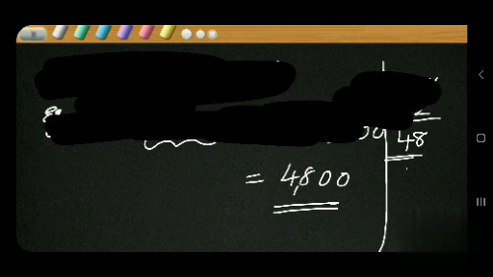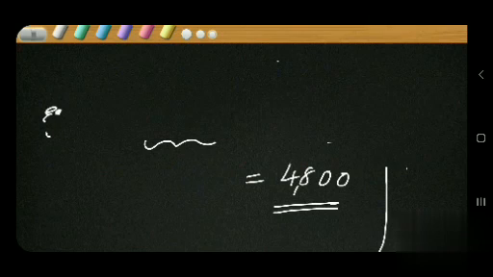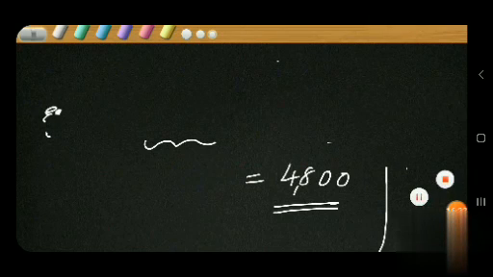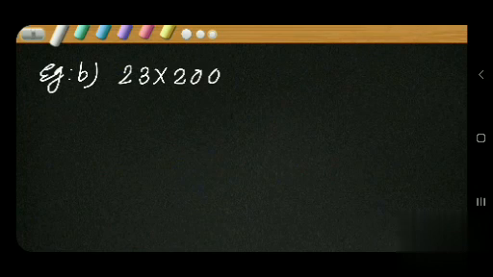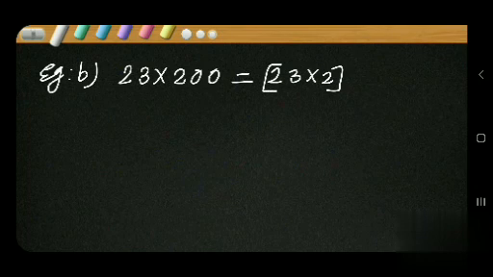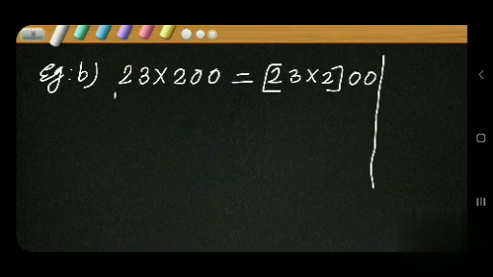Example B. Write down example B. Okay, now let's write example B. Question is 23 into 200. How to multiply 23 into 200? For this, what do we have to do? Yes, first we have to multiply 23 into 2. And with this answer, how many zeros? 2 zeros. Why 2 zeros here? Yes, in 200 there are 2 zeros, isn't it?